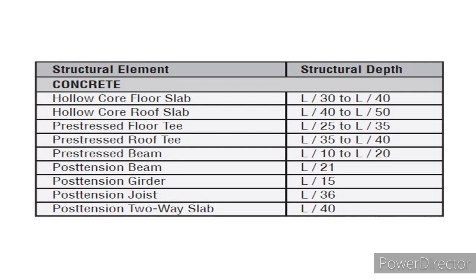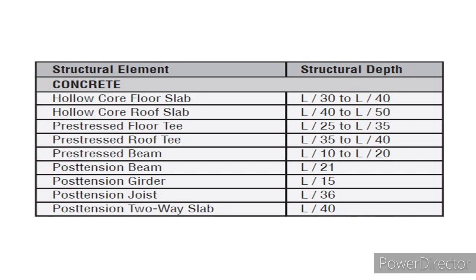First category is concrete. Hollow core floor slab: structural depth is L/30 to L/40, where L is the length of the floor slab. Hollow core roof slab: structural depth is L/40 to L/50. Pre-stressed floor tee: structural depth is L/25 to L/35. Pre-stressed roof tee: structural depth is L/35 to L/40.